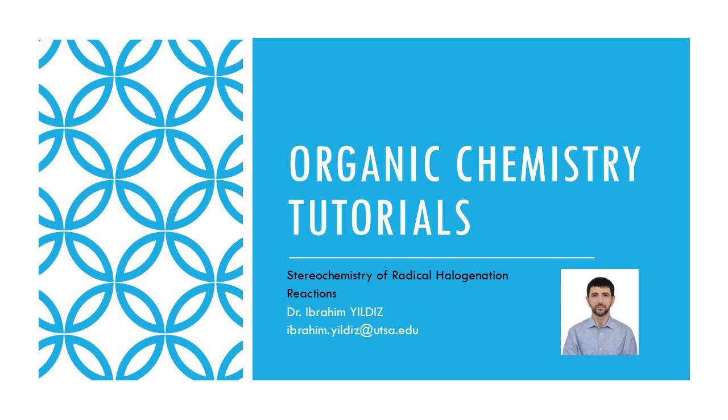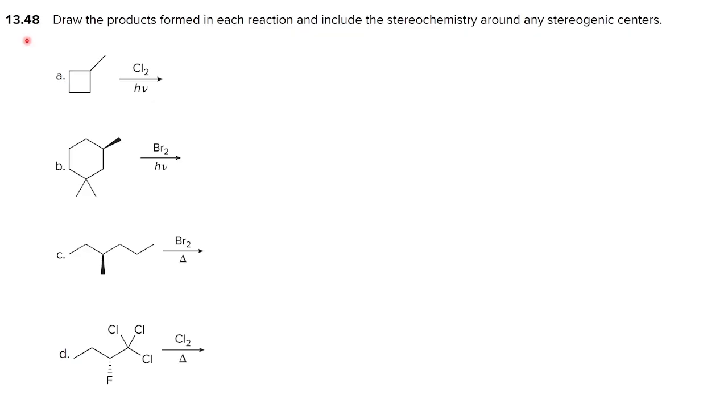Hi, in this tutorial we are going to solve a question related to radical halogenation reactions. The question asks us to draw the products formed in each reaction and include the stereochemistry around any stereogenic centers. Let's start from the first option.